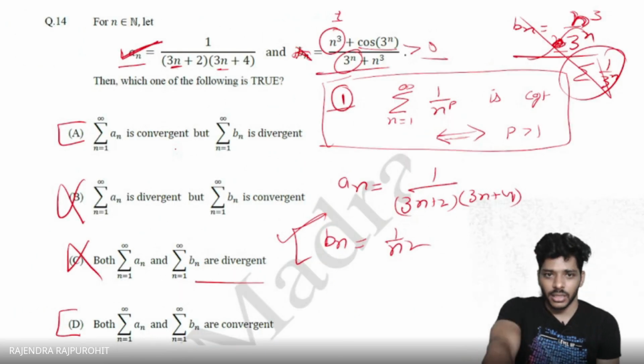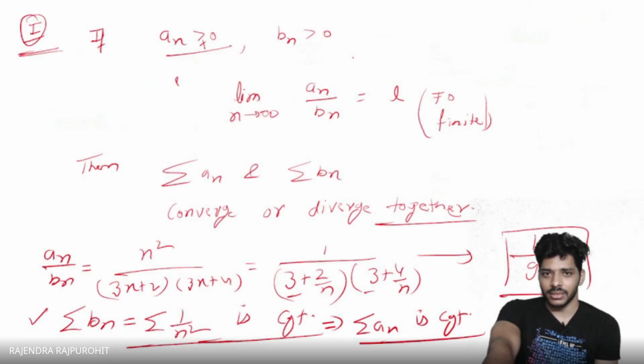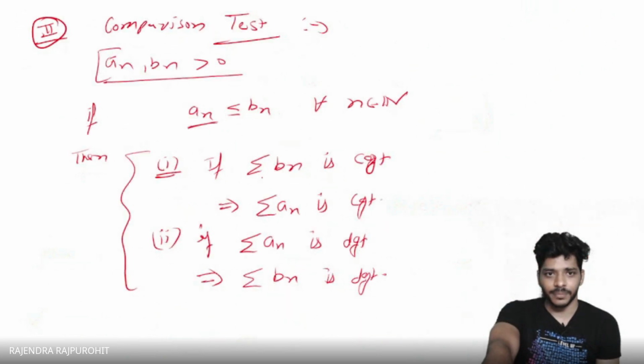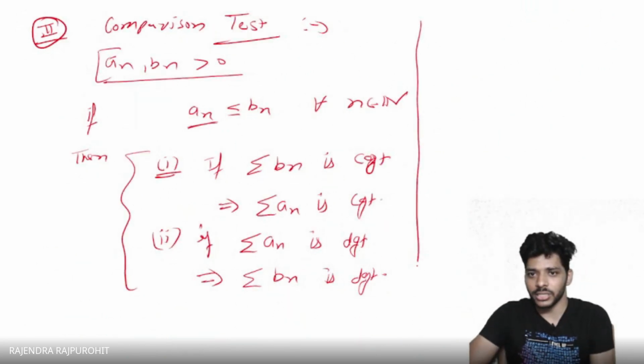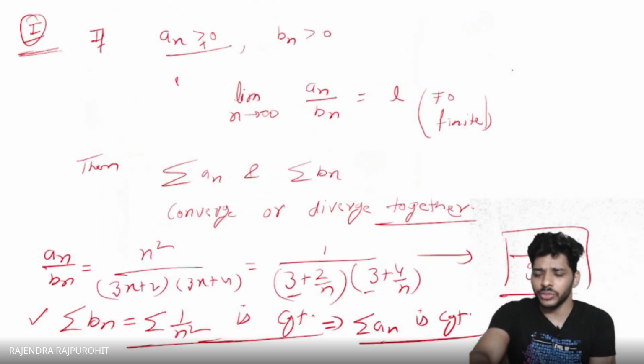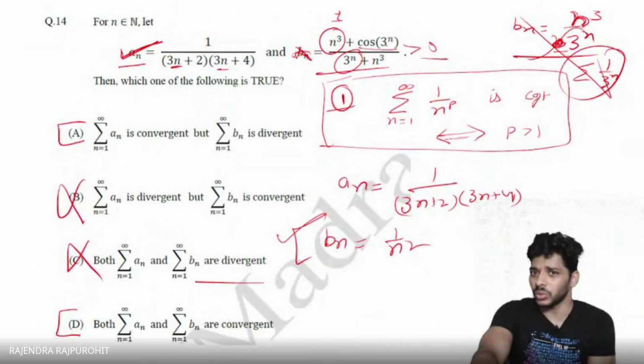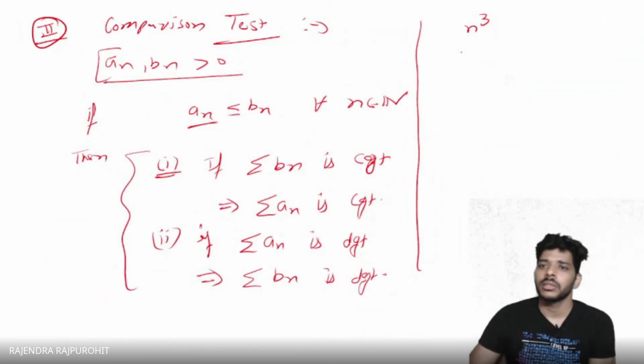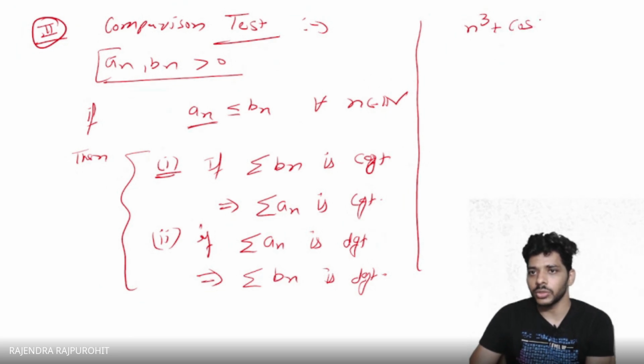I think I can apply this comparison test here, so let's see if I can. In the question I have n cube. You can look for a suitable Bn if you can find one. I leave it to you. But let's just look at this test. I wanted to give you another test as well. n cube plus cos 3 to the power n, whole upon 3 to the power n plus n cube.